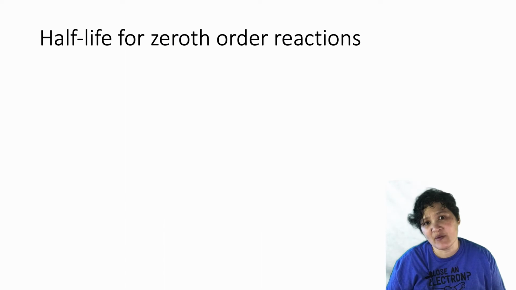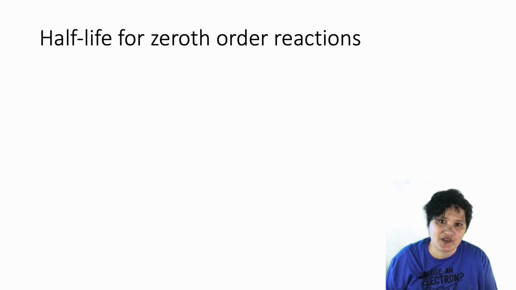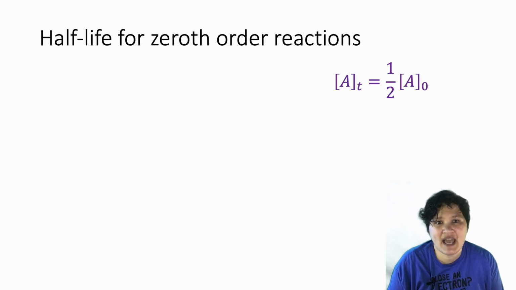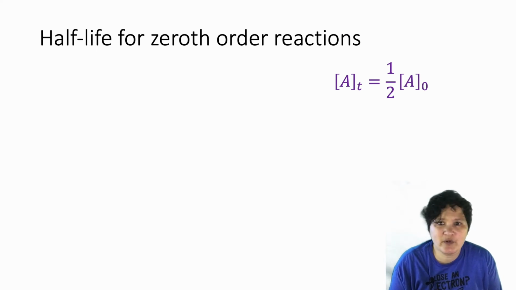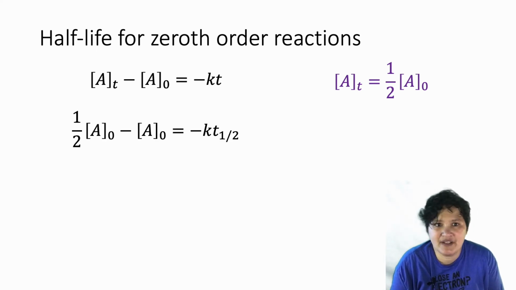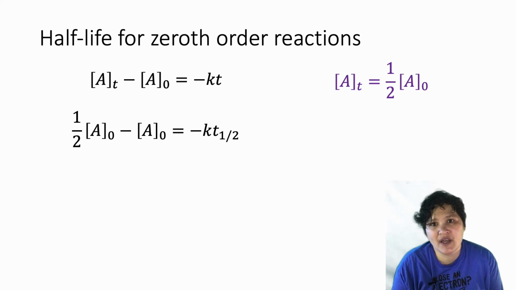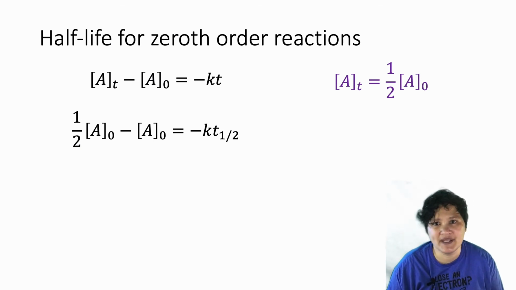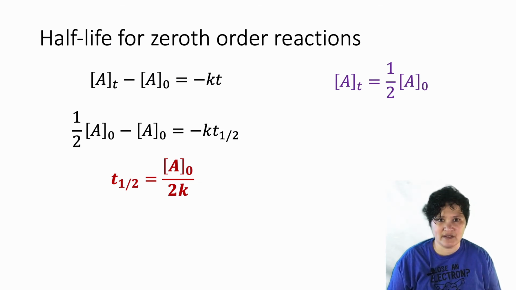We're going to take the same approach to developing a half-life equation that we did for first order reactions. Basically, we're going to say that our concentration at time t is half of what it was at time 0. So let's plug that into our zeroth order equation, and we get that half of A naught minus A naught equals negative K times the half-life. And if you do the math to solve for the half-life, what you end up with is our half-life is going to be the initial concentration divided by 2 times the rate constant.